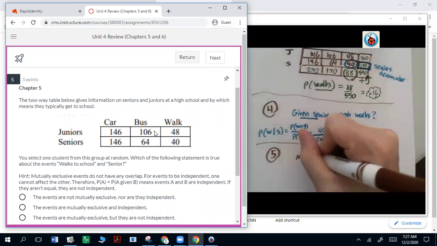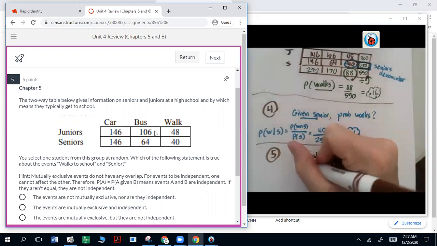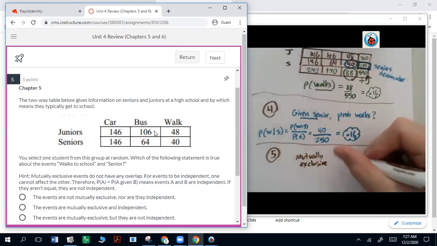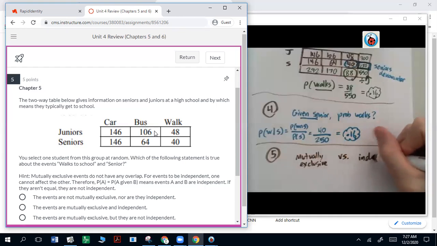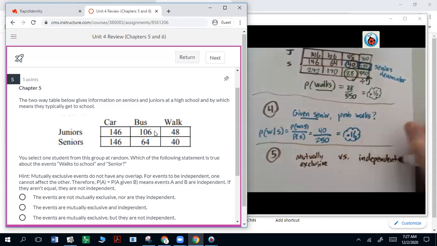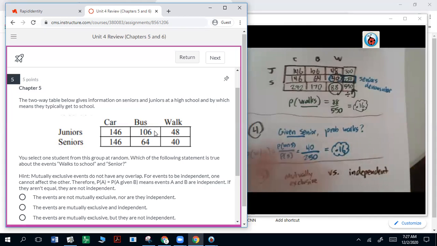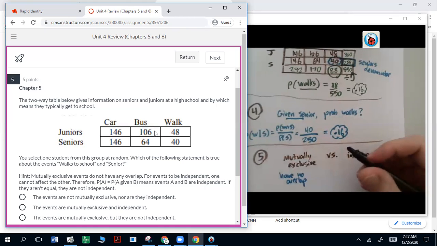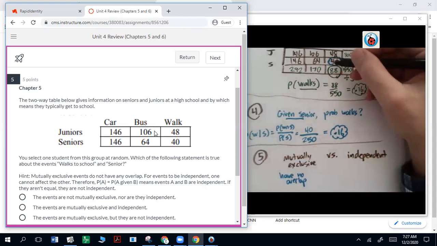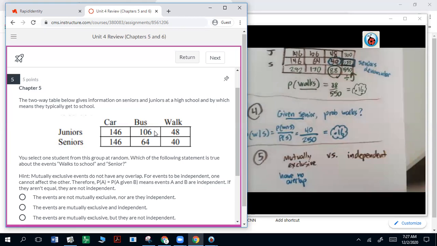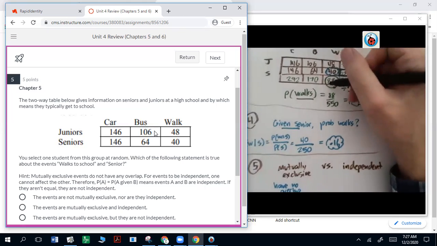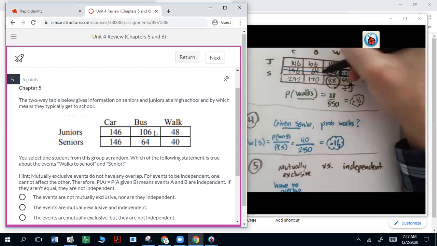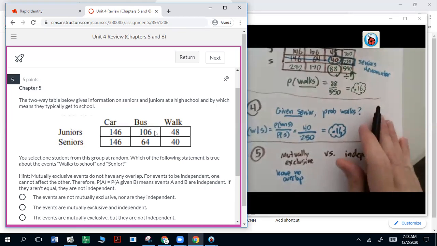We got mutually exclusive and then we have independent. So let's talk about the difference. Mutually exclusive events have no overlap. So in a table, if you're seeing mutually exclusive events, there would be no number in that category of the table. That'd be 0. In this case here, there are 40 students that are both in the senior category and the walk-in category. So they're not mutually exclusive.